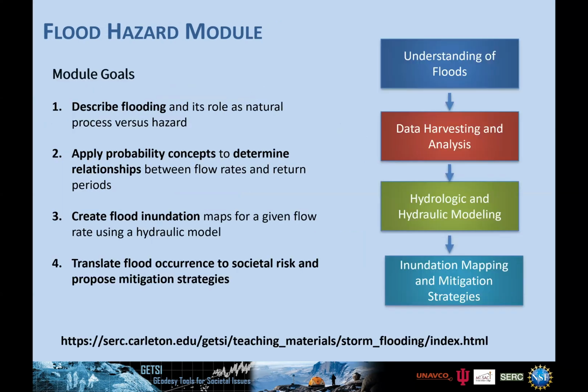So there are 4 module goals, and to the left, you will see a description. We want students to be able to describe flooding and its role as a natural process versus hazard. We want them to learn some concepts, and I'm in an engineering department, so we went through the probability route. Many times we have limited data on flooding and stream flows. So how can we use probability to estimate flood magnitude for a given return period? Now, some of you may know what return period is, some of you may not, and that's again something that is included in the module. And the third goal was to, once you have the flow, create the flood inundation map, and then translate that flood inundation into societal risk and propose some mitigation strategies. So that's the sort of conceptual thinking behind this.